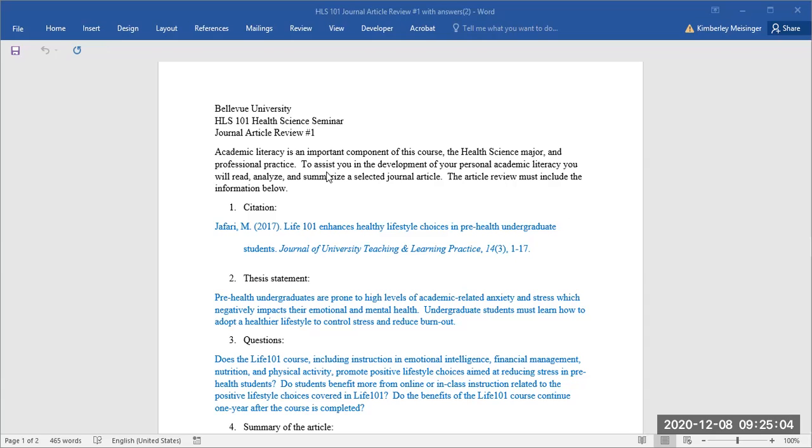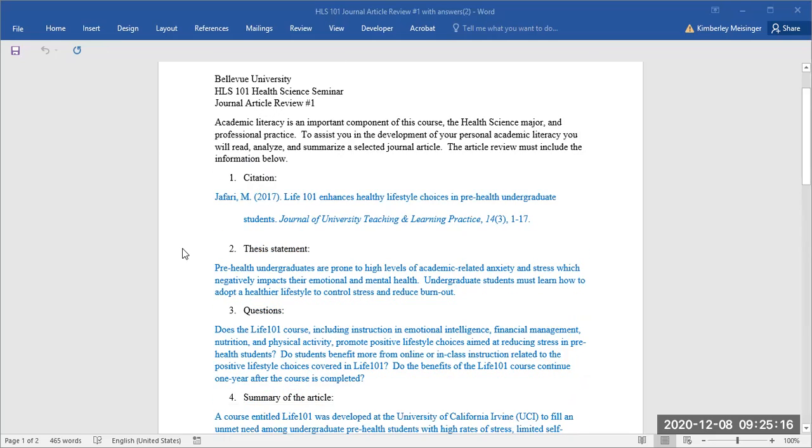So if your citation does not replicate this one exactly, there will be point deductions in the rubric associated with citation under APA format. Moving on to number 2, you're going to see the thesis statement. Now here I was looking for your words specifically. I do not necessarily want to hear the author's words. I want to hear what your interpretation of the thesis statement is.